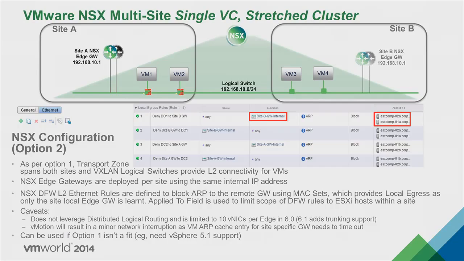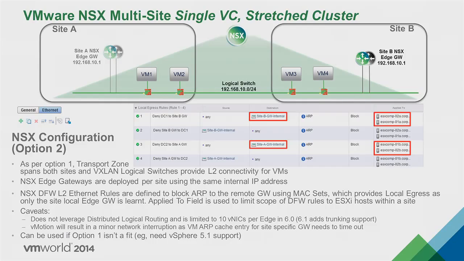So what this means is that when the virtual machines over here ARP, the only device that will respond to 192.168.10.1 is the site A gateway. So all traffic will use the local gateway. And then over in site B, we have basically the reverse firewall rules, where we're blocking any VMs in this site from learning about site A's gateway. So traffic here will use the local gateway as well.